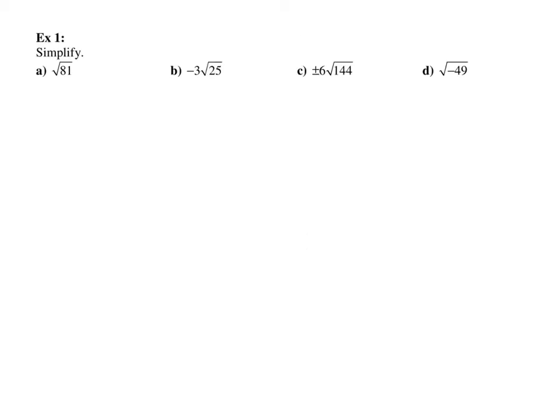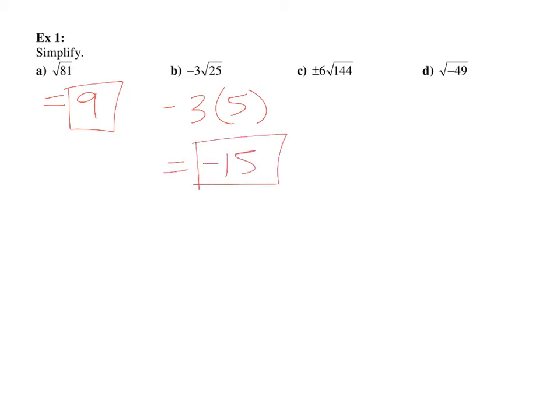All right, example 1, simplify. Square root of 81. What times itself is 81? 9. Then we have negative 3 times the square root of 25, which is 5. So we multiply these and we get negative 15. Then we have the plus or minus of 6 times the square root of 144. Square root of 144 is 12. 6 times 12 is 72.